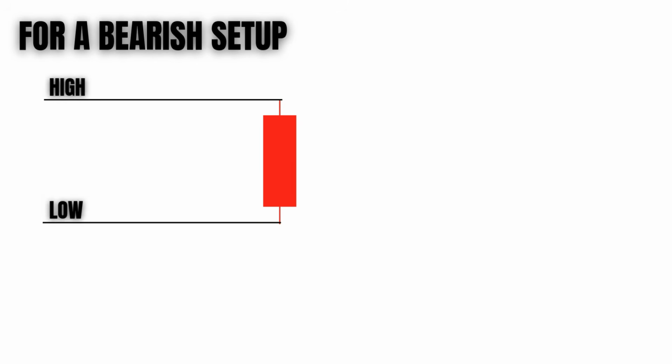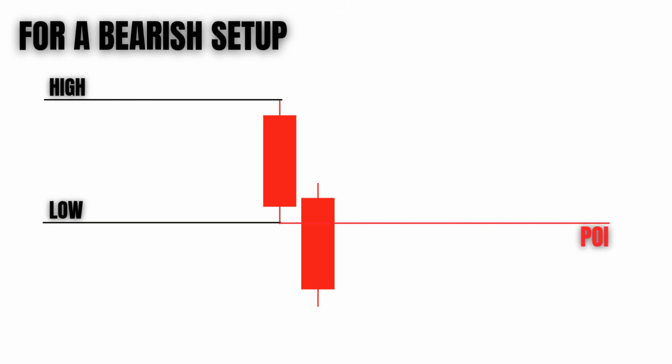For a bearish setup, it's the opposite. The higher time frame candle closes below the previous higher time frame candle's low. The POI level is now the low that was broken, and the TS level is the high of the setup candle. Now here's what makes version 3.6 special.